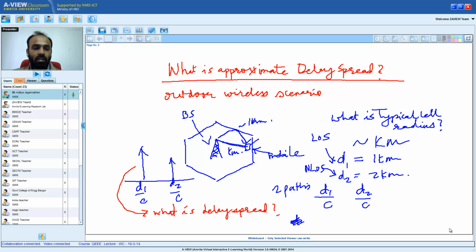Yeah, the delay spread is d2 minus d1 divided by c, that is 1 by c. So delay spread equals d2 by c minus d1 by c equals 1 by c. What is c? Yes, that is correct. c is the velocity of light, the velocity of propagation of the electromagnetic wave. That is natural because the radio signal is an electromagnetic wave.